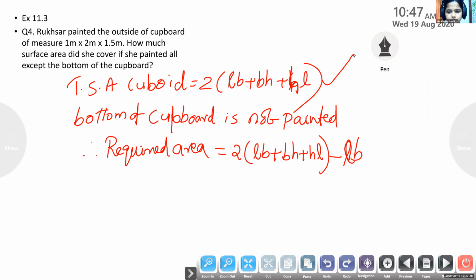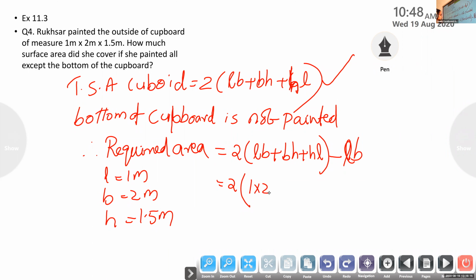Yes, ma'am. Okay. So total is 2 into LB plus BH plus HL. From that, we are subtracting the area of the base. It is LB. Now we can substitute. Everything is given. L equal to 1 meter, base equal to 2 meter, and height equal to 1.5 meter. Substitute 2 into 1 into 2 plus 2 into 1.5 plus 1.5 into 1, minus 1 into 2.